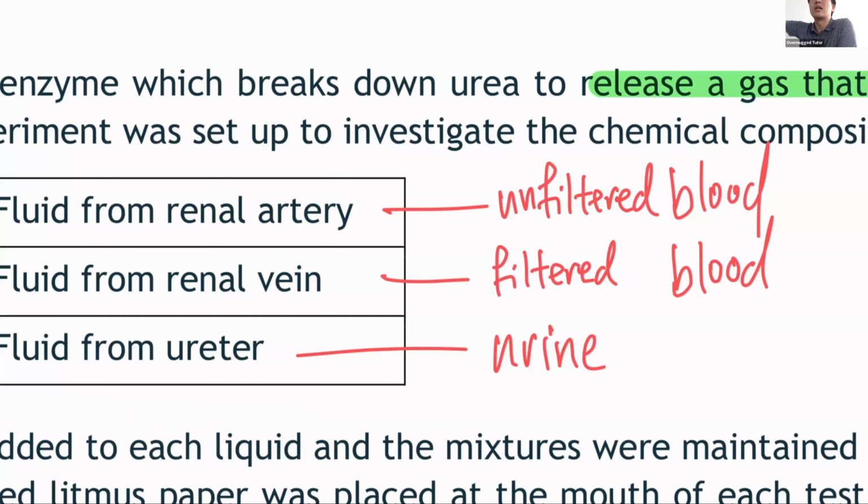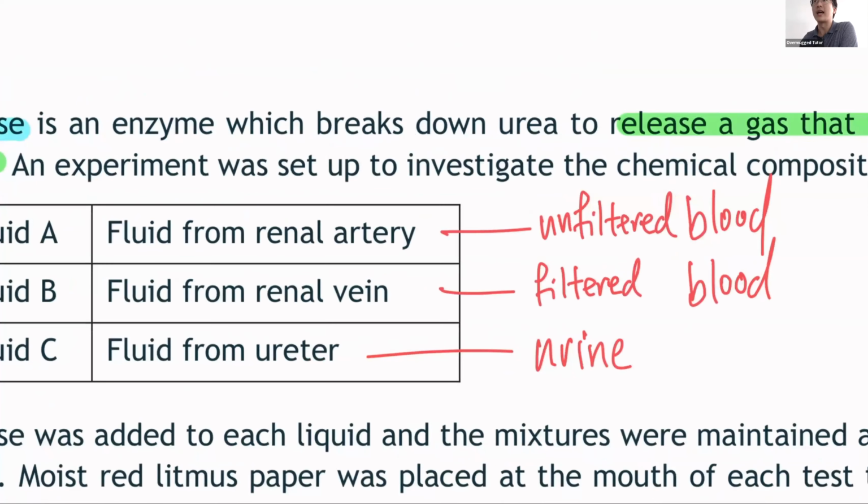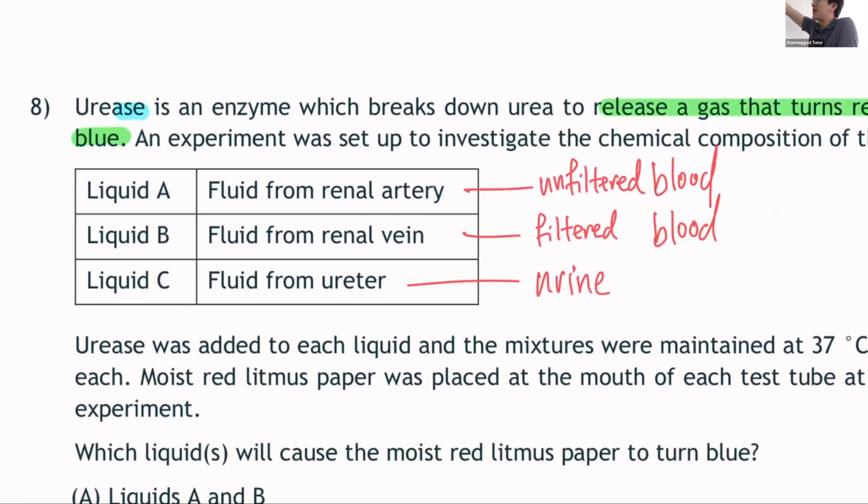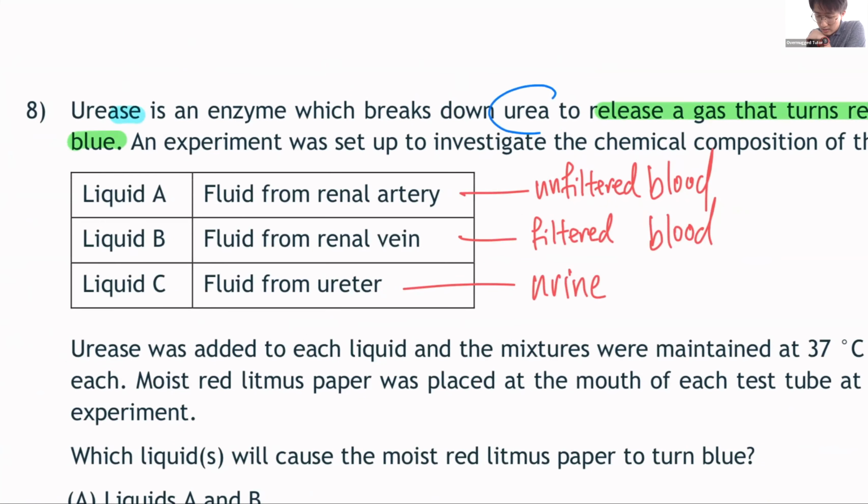Is this logical? Can we understand this? If not, please shake your head. I can help you understand further. Okay, very good, I appreciate the head nods. So, unfiltered blood, filtered blood, urine. We are looking at urea. There will be lots in unfiltered, theoretically none in filtered, and lots in urine as well.